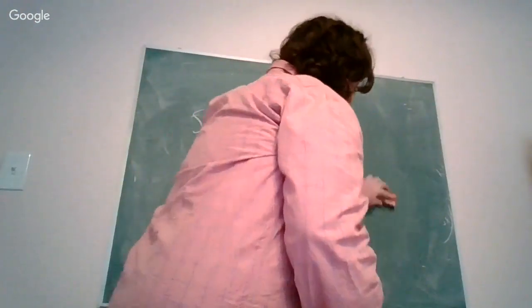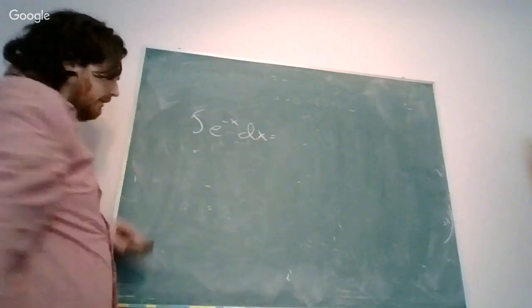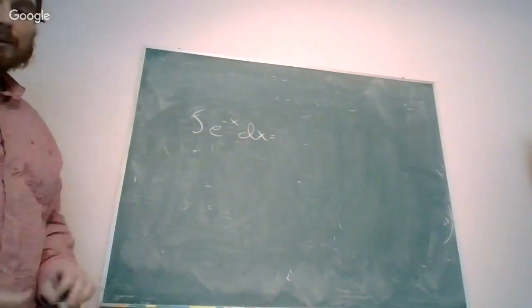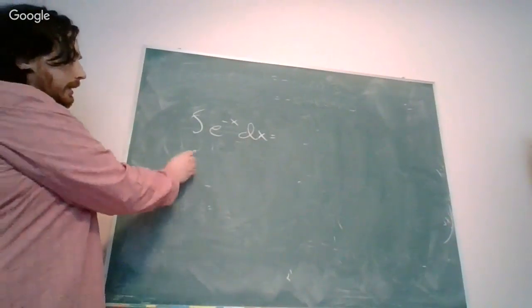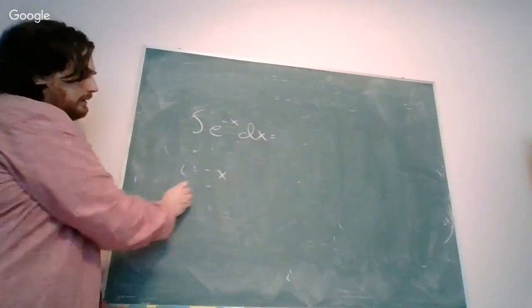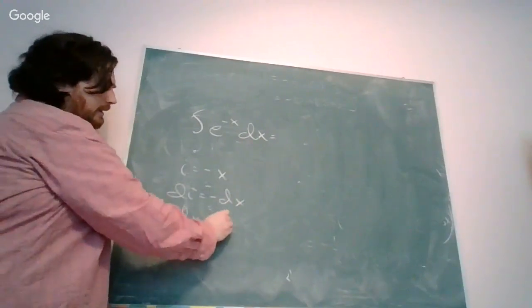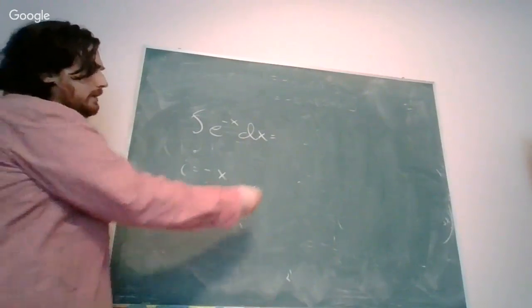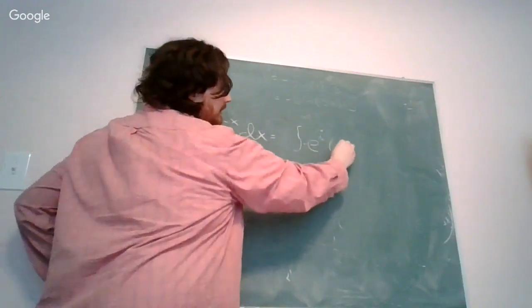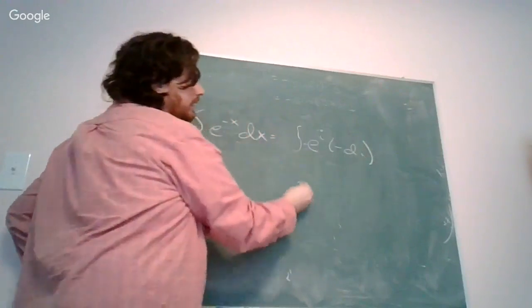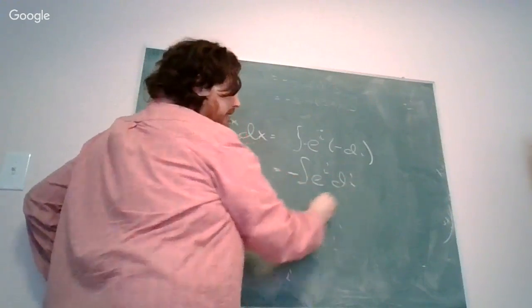The next one on there is e to the negative x. And so if I want to finish this one, what I'm going to do is the same thing. I can let i be negative x. di is negative dx, so dx is negative di. And then when I substitute in, I get the integral of e to the i times negative di. And I'm going to pull my negative out. So I get the integral of e to the i di.